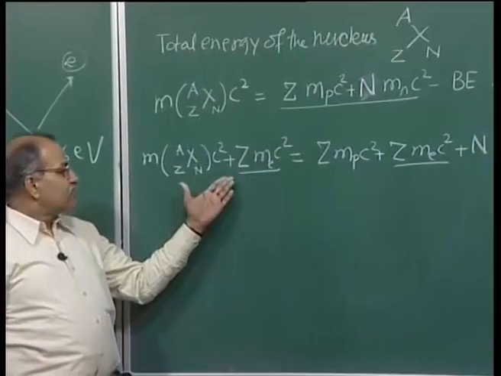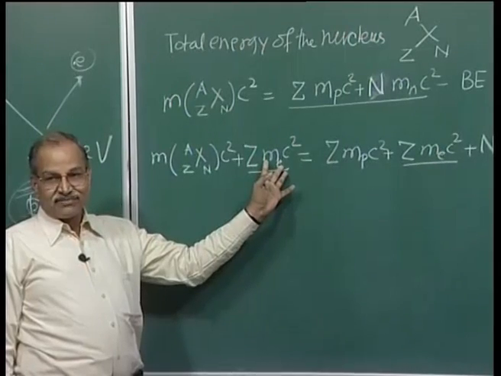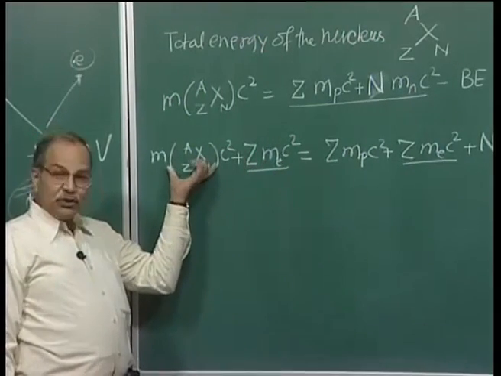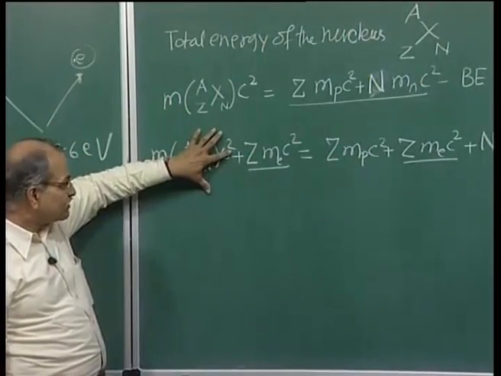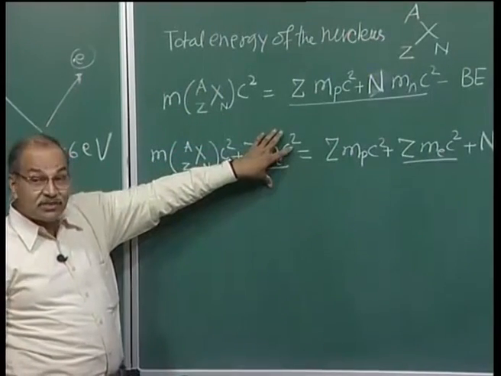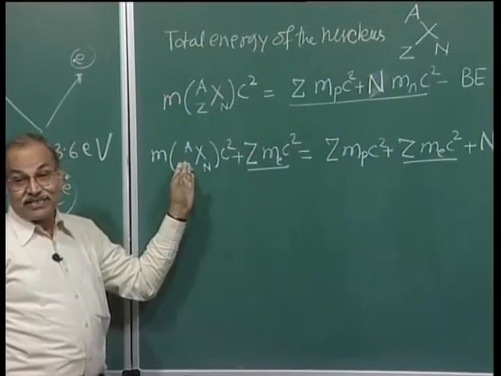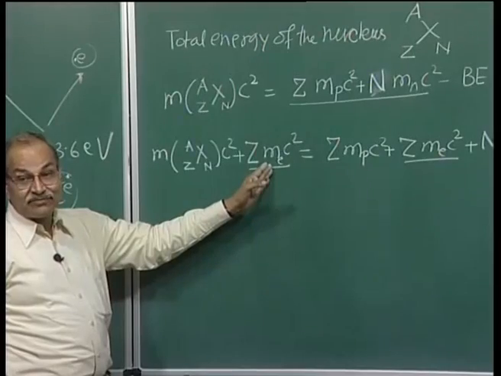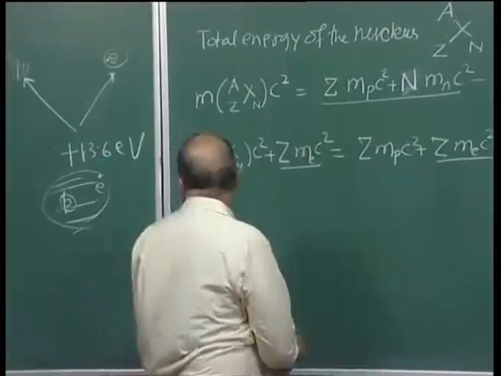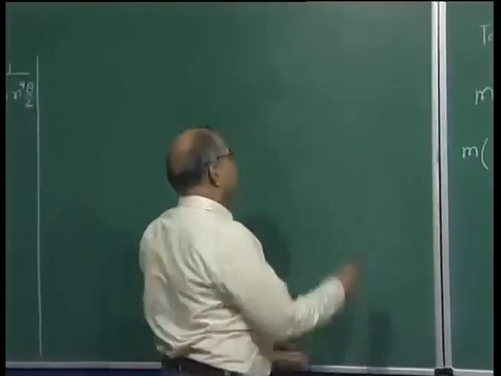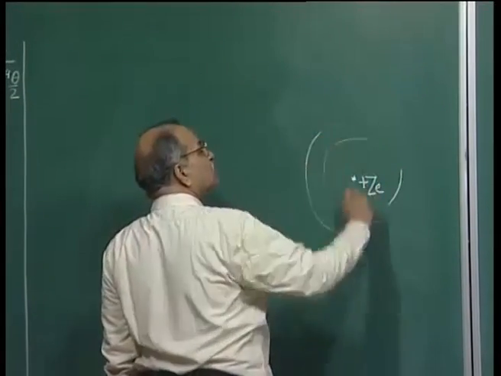Now, look at the left hand side. You have a nucleus, mass of the nucleus plus the mass of the Z electrons. You have the full nucleus, Z protons and neutrons. So, nuclear mass separately and Z electrons mass separately. This can make your atom with Z protons and Z electrons, a neutral atom, like this hydrogen that I had discussed. Suppose you have a nucleus with plus Ze charge, and then you have many electrons.